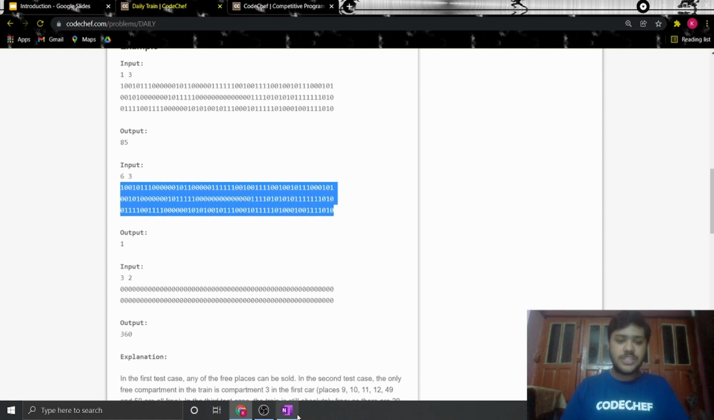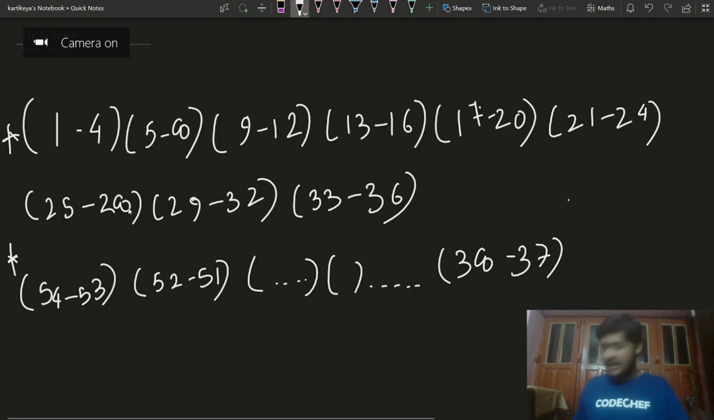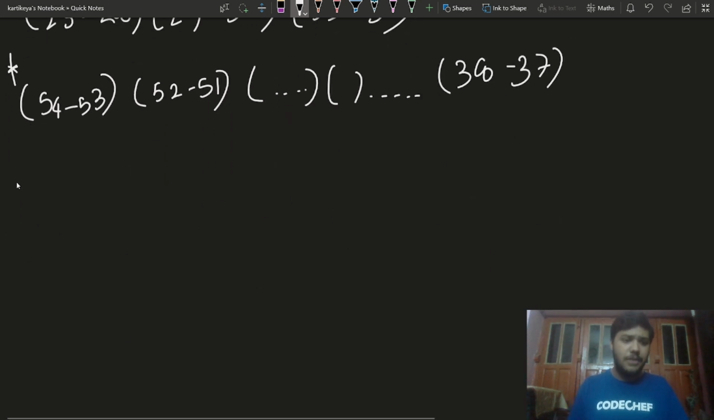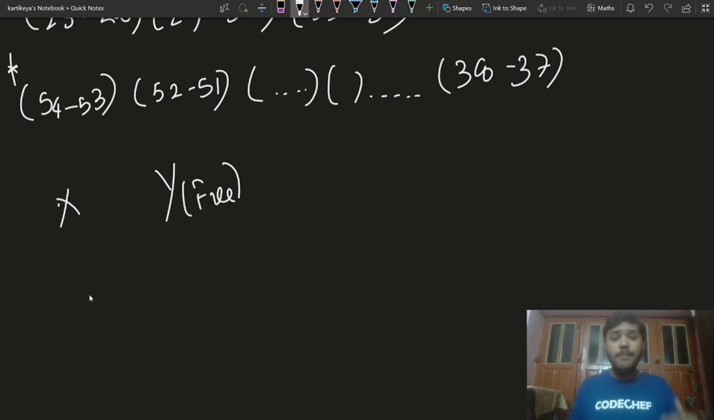Okay, so let's discuss a few things. We can say that there are 9 compartments. We would calculate the answer per compartment, the number of ways to buy X tickets in every compartment. If the compartment has Y seats free and there are X friends, then the number of ways to buy X tickets from these Y free seats is YCX. And if Y is less than X, then YCX is equal to 0.